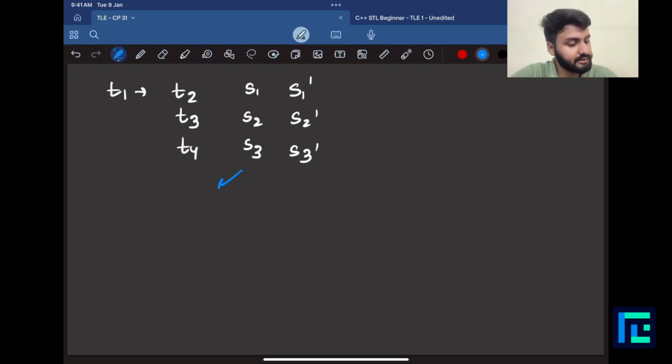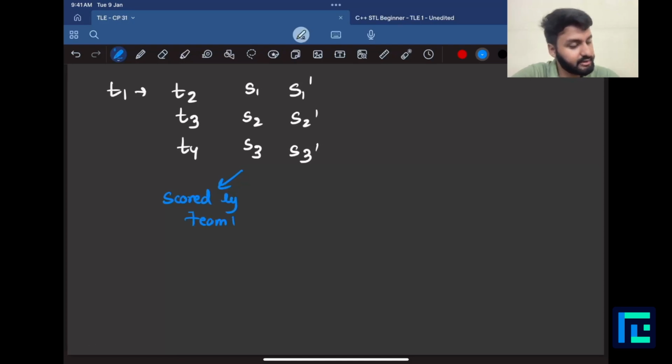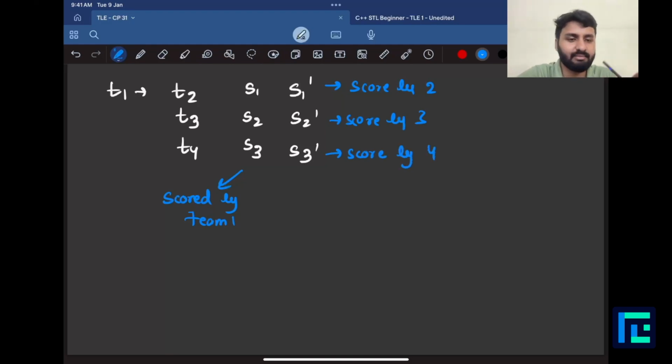What are they saying is score by team 1, this is team 1. Then you can call this score by team 2, score by team 3, and score by team 4. Alright, so I'm just going with this very simple naming convention, right?